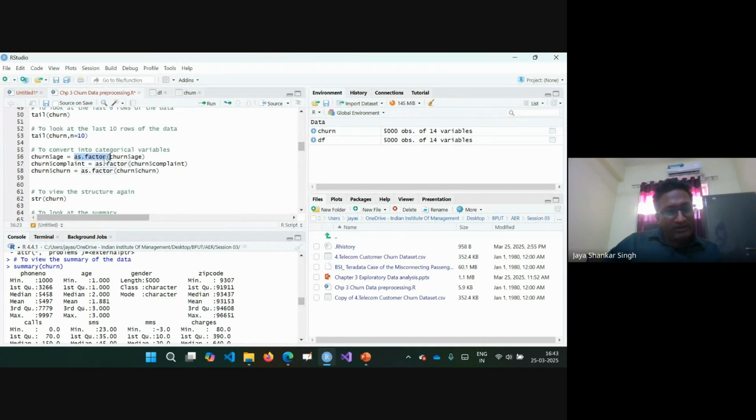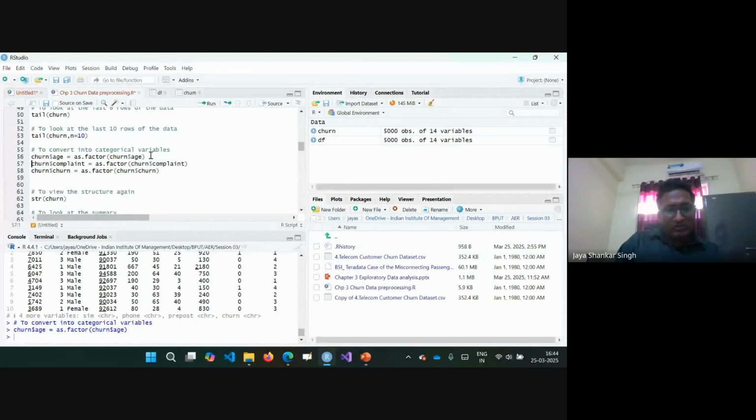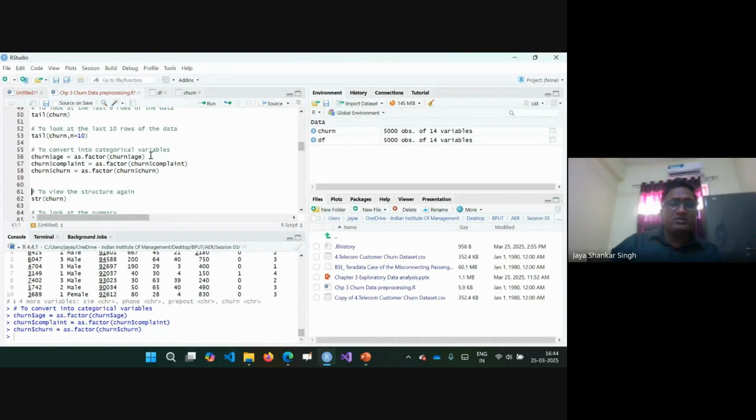as.factor is a function you are using to convert the age data of churn into factors, so that R will understand they are not going to be used as a continuous variable. So we'll simply run these functions because I know age is not a continuous variable, it is a discrete variable. Similarly, complaint and churn also. These are all categorical variables for my particular analysis.